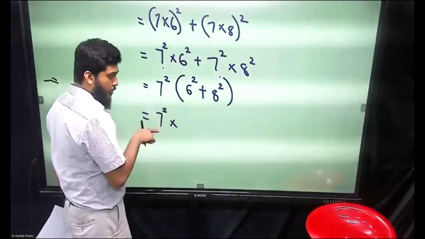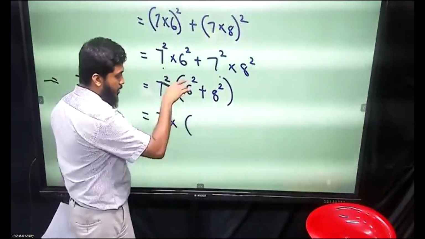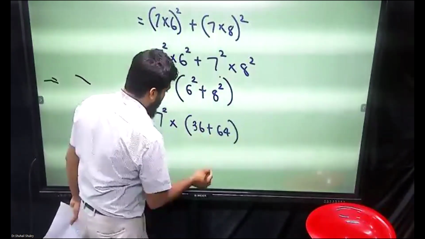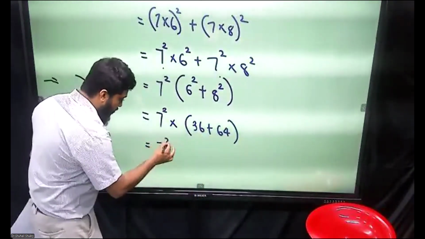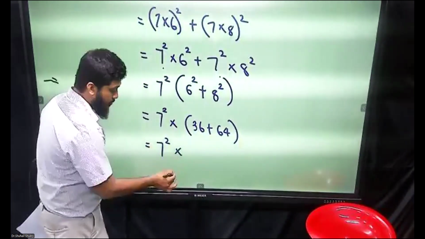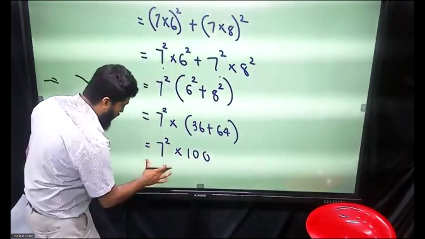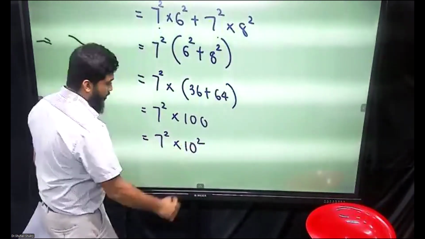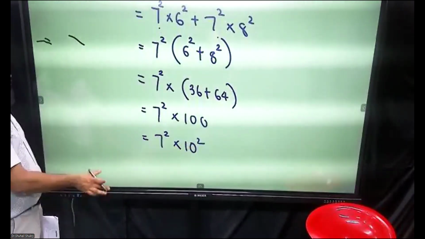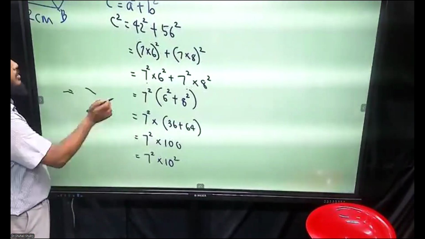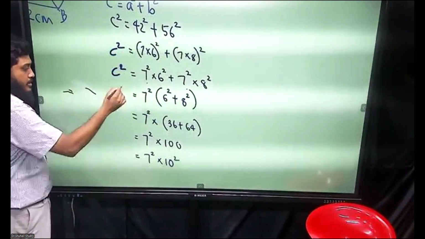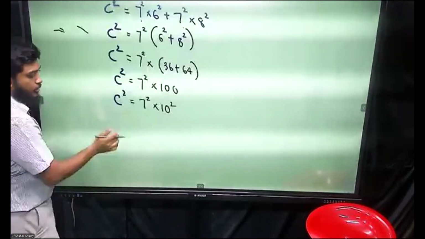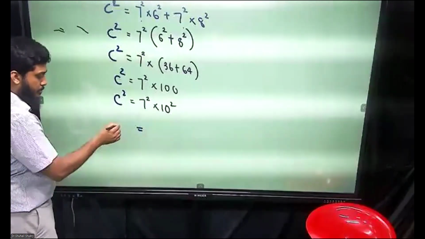Then this is multiplication, right? 7 squared, I'm not going to write 49 here. 6 squared means how much? 36. Plus 8 squared means 64. 36 and 64, how much? 100, right? So 7 squared into 100. 100 I can write as a square, no? 7 squared into 10 squared. Did we do any difficult multiplication so far? You get C squared. This is an easy way, but the number of steps is increased, but still you're going to get the answer very simply.